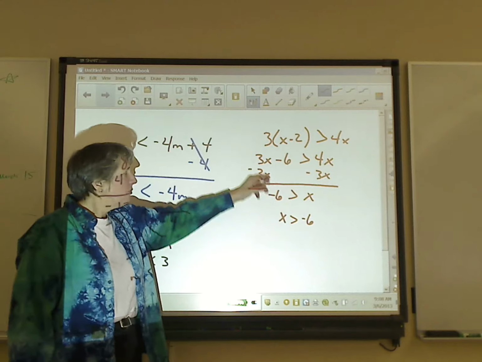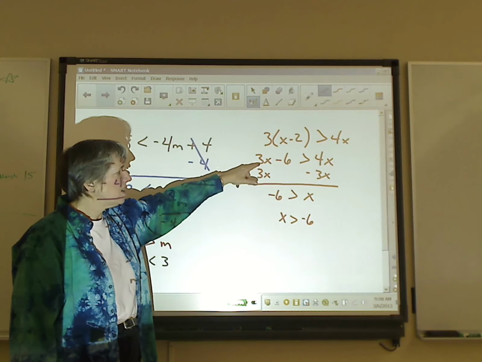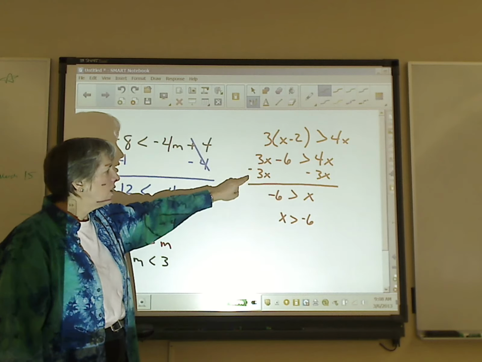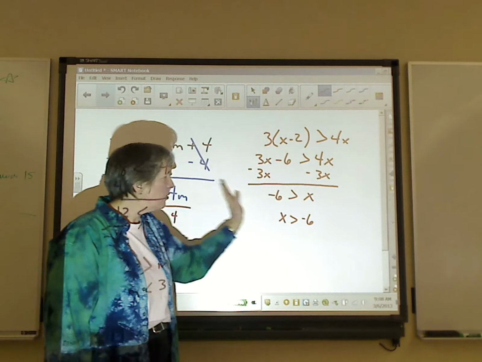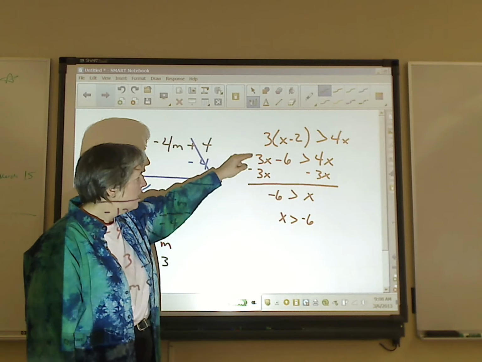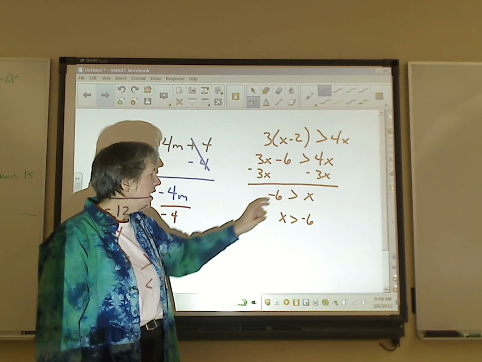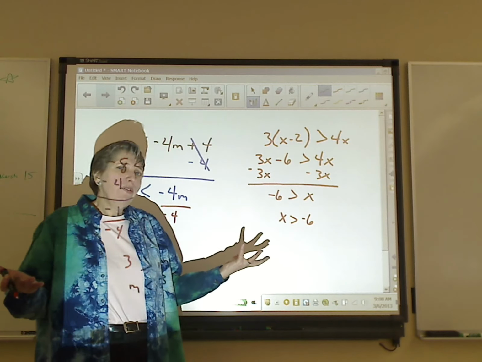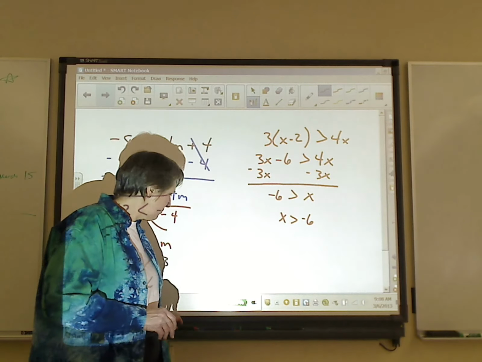Over here, 3 times the quantity x minus 2, distribute: 3x minus 6 is greater than 4x. I'm going to get the x's on one side, so I'm going to take them over to the other side to make it easier. Subtract 3x, and I get x is less than negative 6. I don't flip the sign because I didn't multiply or divide by a negative.